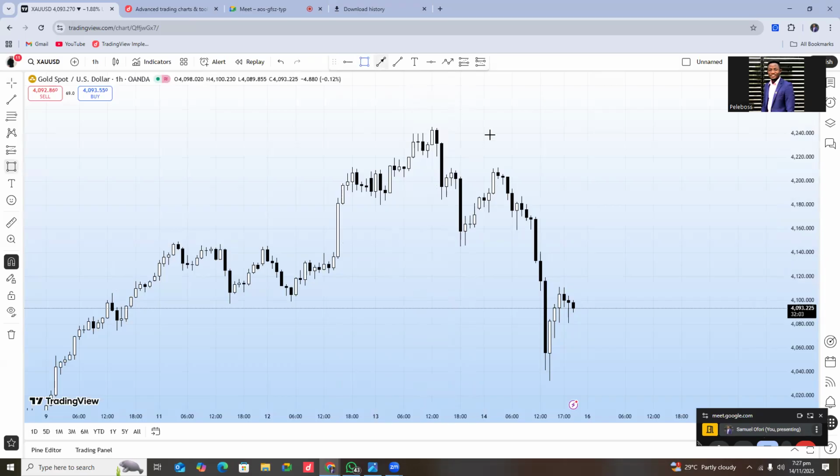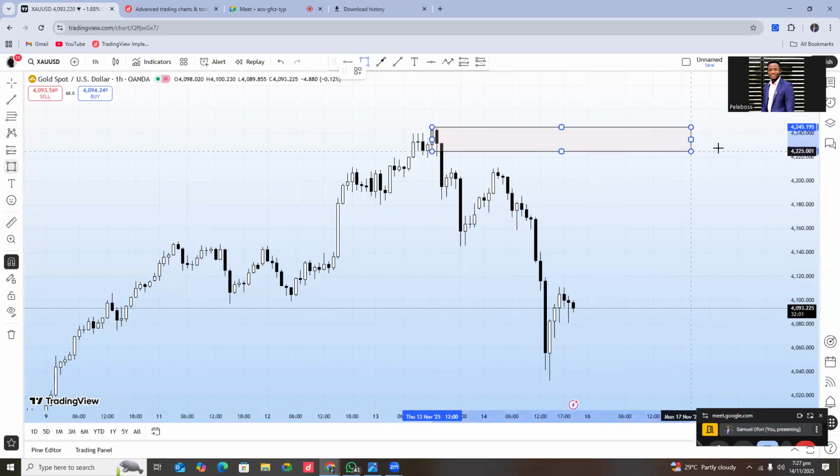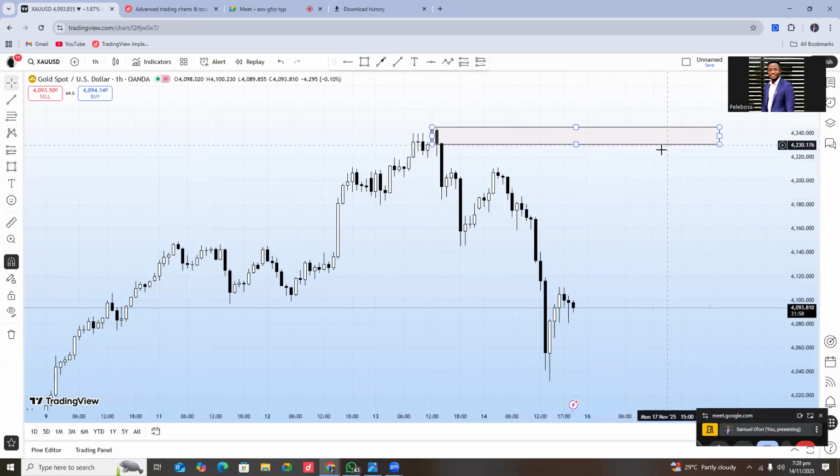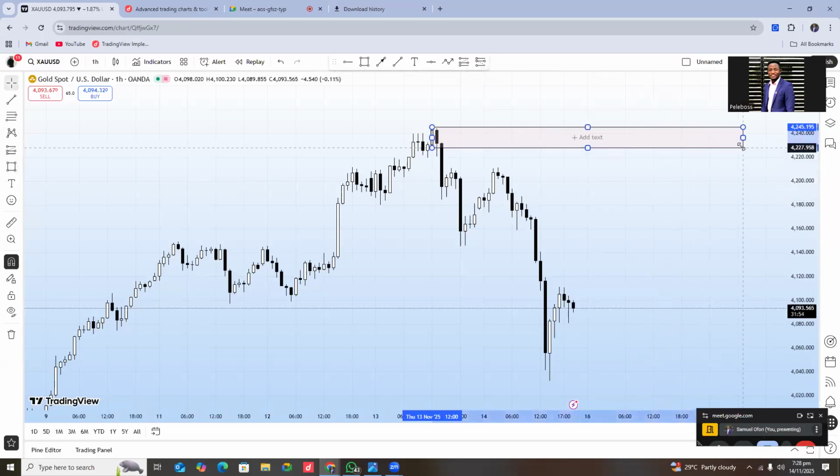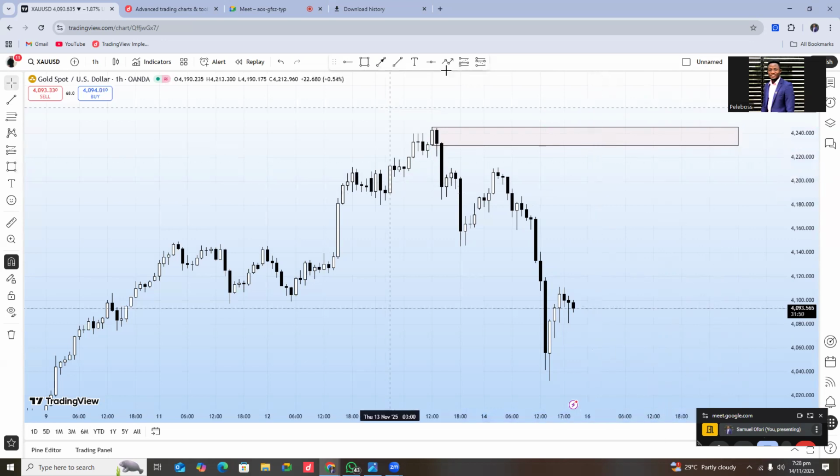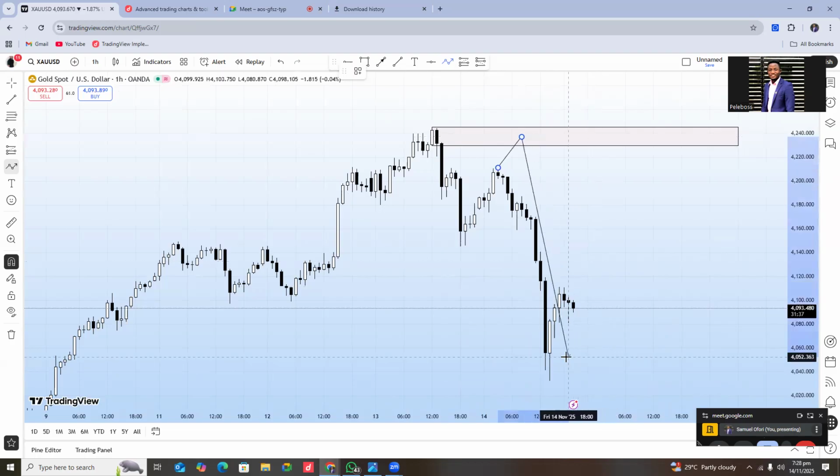I posted this setup. I think I had this other block, and I was waiting for price, I think at that time it was around here. Yeah, it was around here. So I was anticipating that price will push into the block and then give us this sell. But unfortunately, it couldn't get there and then it sold.